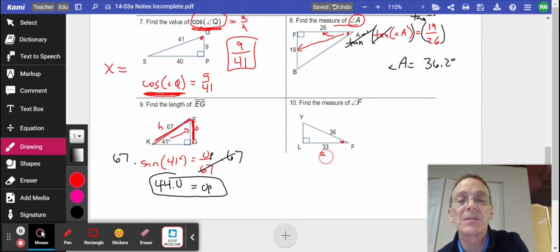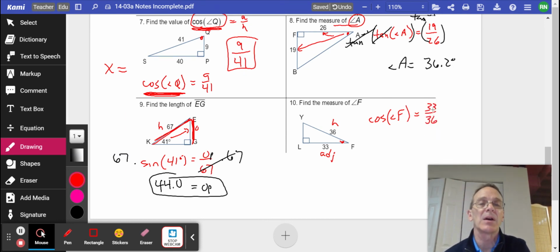And finally, find the measure of angle F. Let's see, this is the adjacent, this is the hypotenuse, it's cosine that connects them. Cosine of angle F is equal to 33 over 36. Now, wait, do we get rid of that cosine or do we leave it like that? Are we done with this problem? Because we could be done. Sometimes this is as far as we go.